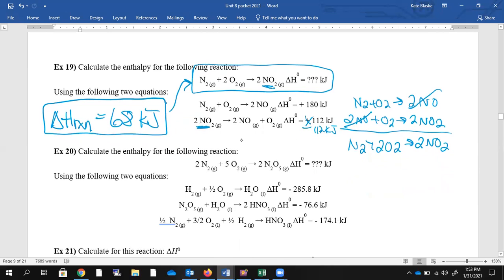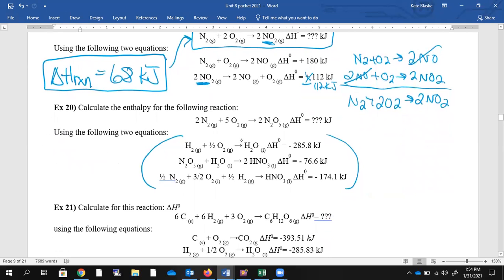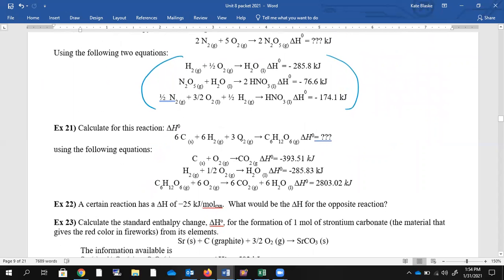Right? So we can do that. Sometimes we're going to have multiple steps that we have to add together. Sometimes we might have to change some coefficients like we saw earlier in order to get the correct number of reactants or products that we need for our overall equation. So this is one way that that information can be given to us. Let's go ahead and jump to section 8.6 to see how that works as well.